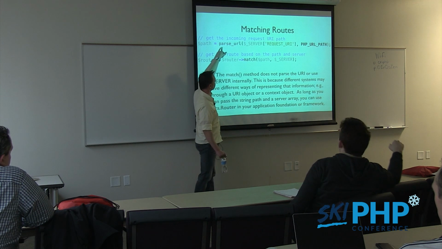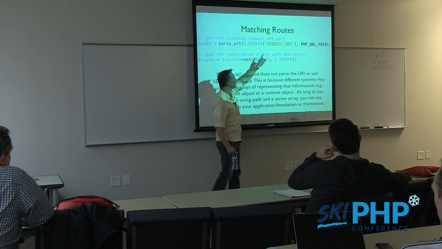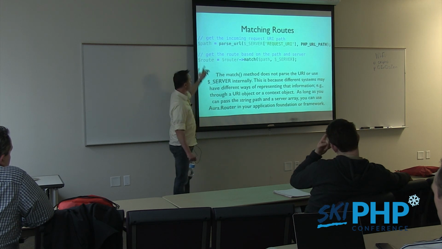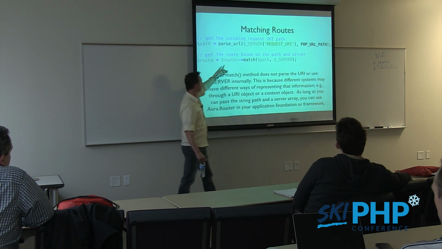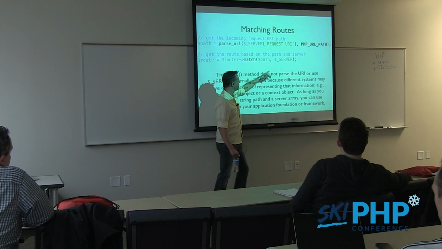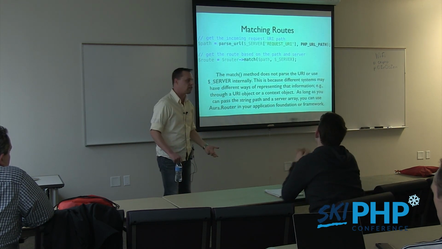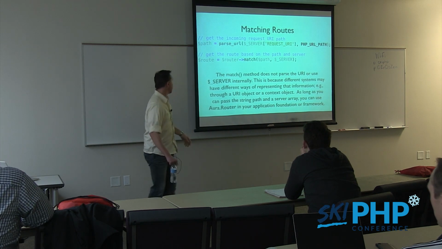So we say the path that we're looking for in our URI is the PHP URL path portion of server request URI. And then we say, OK, give me a route that matches the path that we just set up, and here are the server variables for you to work with. So they're going to look at the HTTP method, maybe some headers, that kind of thing. And it gives you back a route.